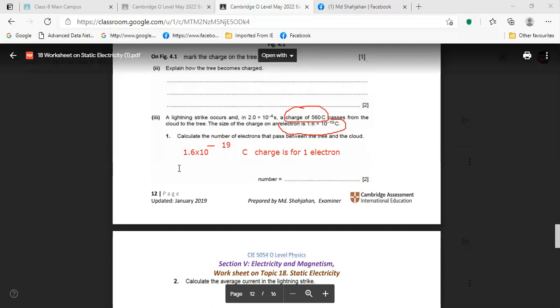Then 560 coulomb charge will be for how many electrons? 560 divided by 1.6 multiplied by 10 to the power minus 19. Do it using the calculator.